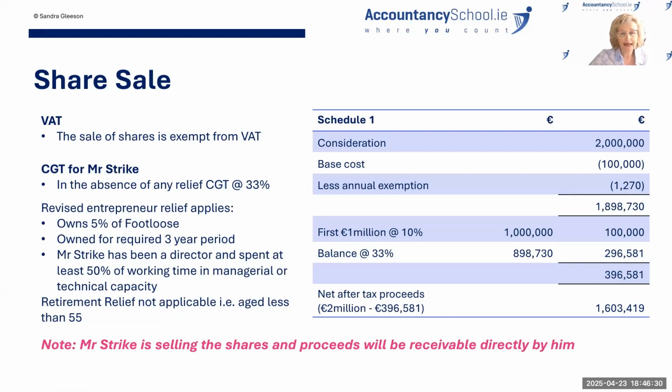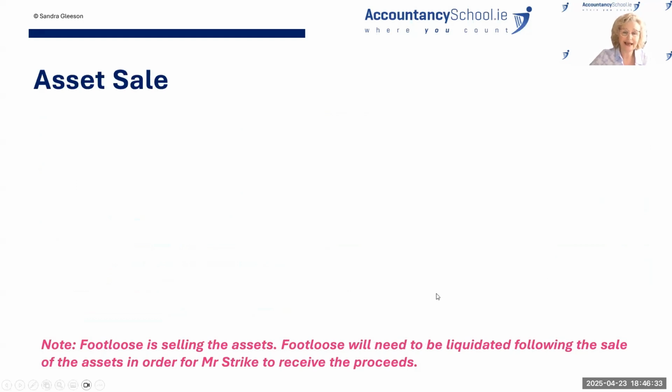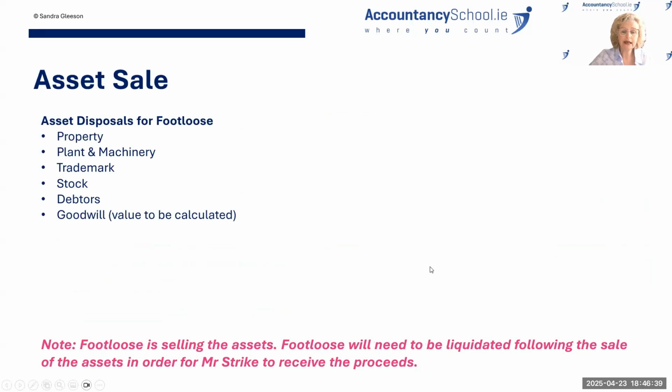So next then we've got the asset sale. And as far as the asset sale is concerned, we need to identify what are all of the assets. And if we look back to the statement of financial position, we'll see that the assets include property, plant and machinery, trademark, stock, debtors, and goodwill. The goodwill we don't have a value for. So we've got to calculate the value of goodwill for ourselves. How do we do that? We take the total price that the purchaser is willing to pay for all of the assets, which was that 2.12 million. And we deduct the market value of all of the other known and identifiable assets.